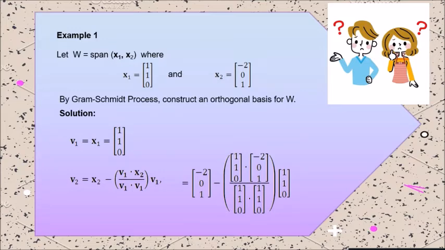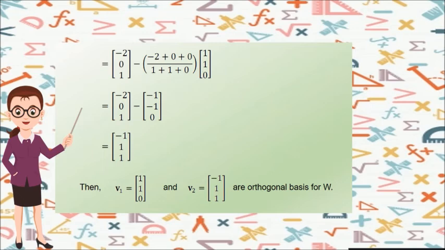The solution for this question is: v1 equals x1, that is (1, 1, 0). This is because the theorem states that to find vector 1, v1 is equal to x1. Next is how to find vector 2. To find vector 2, we have to get the value of x2 and vector 1. We insert the value of x2 and vector 1 into the formula, and lastly you will get vector 2 equal to (-1, 1, 1).